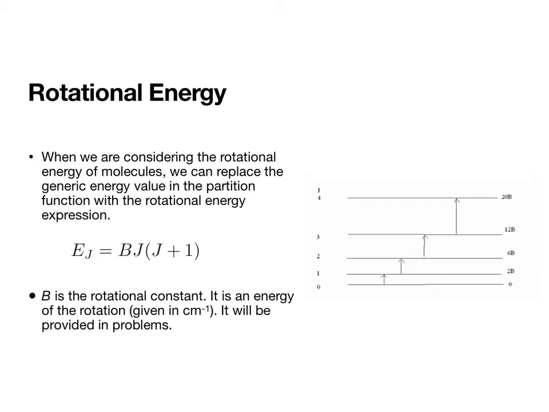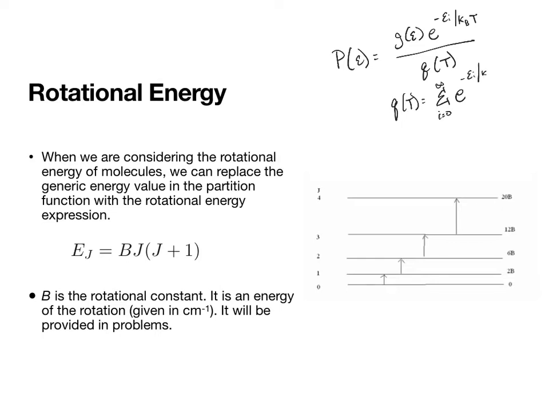So we're going to walk through this derivation of the partition function for rotational states the same way we did with vibrational. And so remember that we had P of epsilon is equal to g of epsilon e to the minus E_i over k_B T divided by Q of T. And Q of T was equal to the sum from i equals 0 to infinity of e to the minus E_i over k_B T.